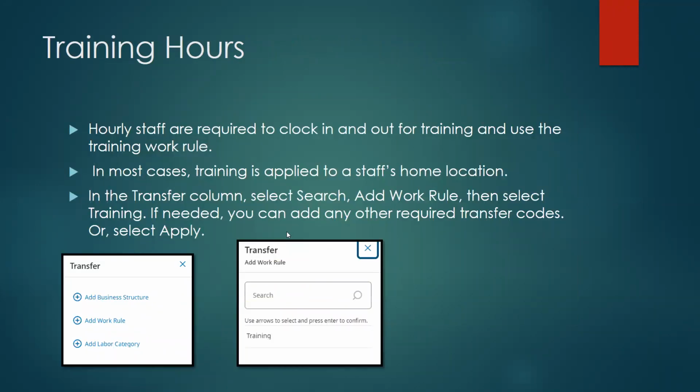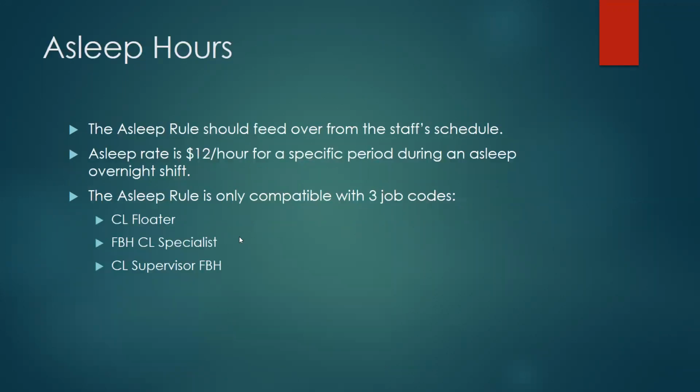Hourly staff are required to clock in and out for training and use the training work rule. Training is usually applied to a staff's home location. So in the transfer column, select search, add the work rule, and then select training. If needed, you can add in any other required transfer codes at that time, or just select apply.